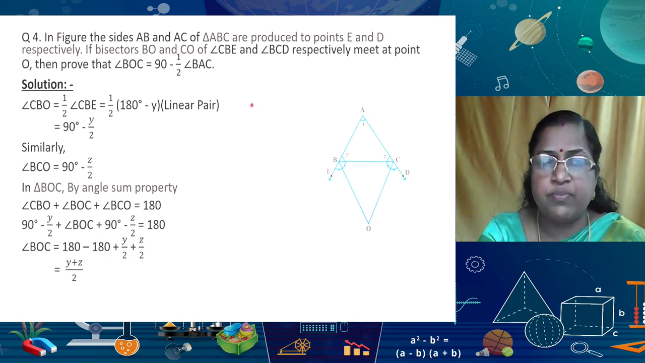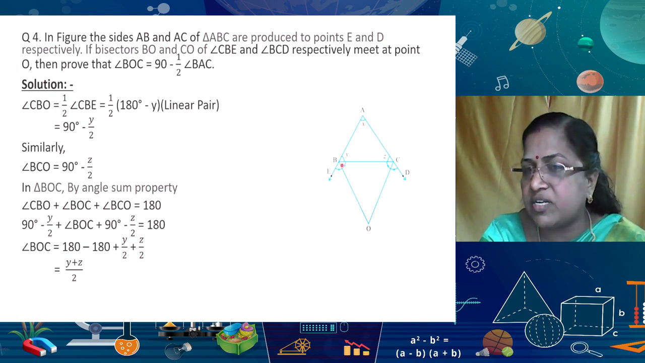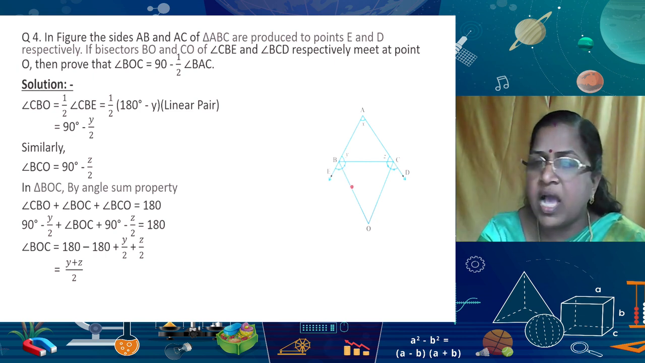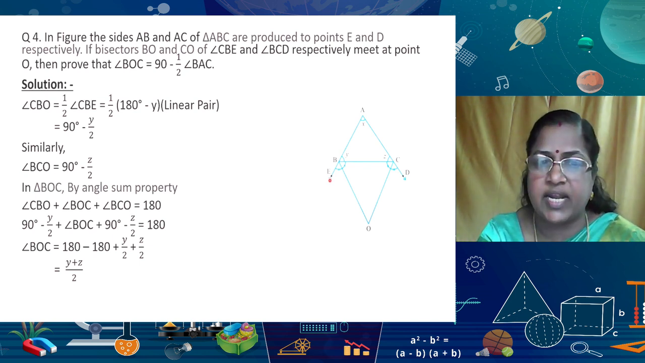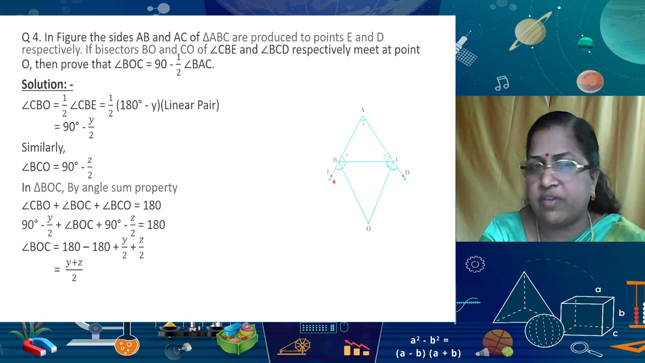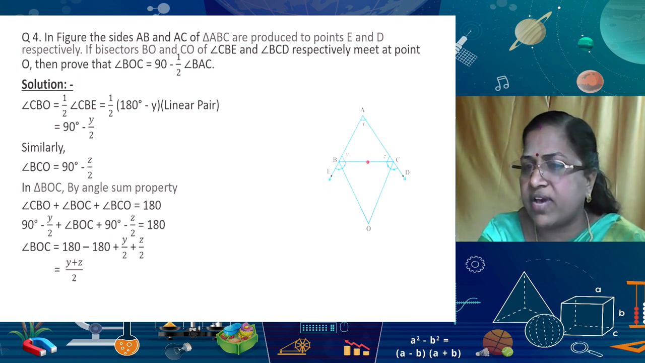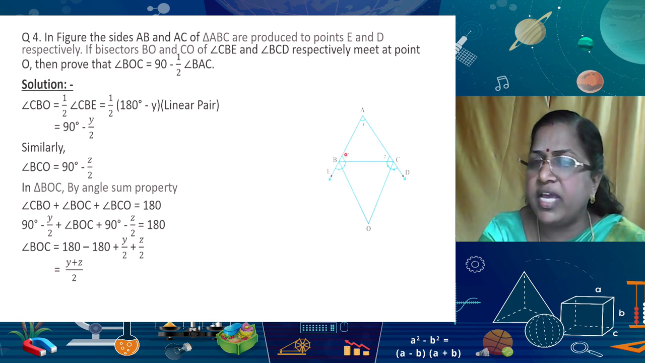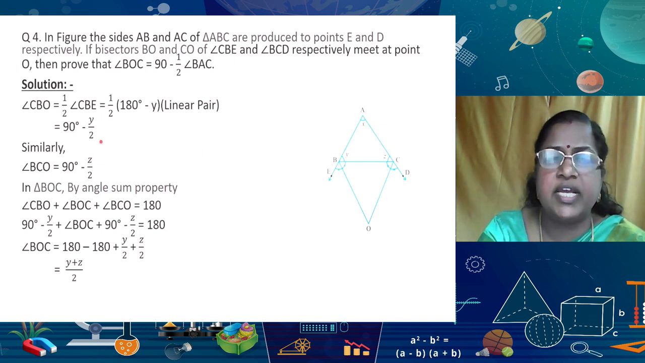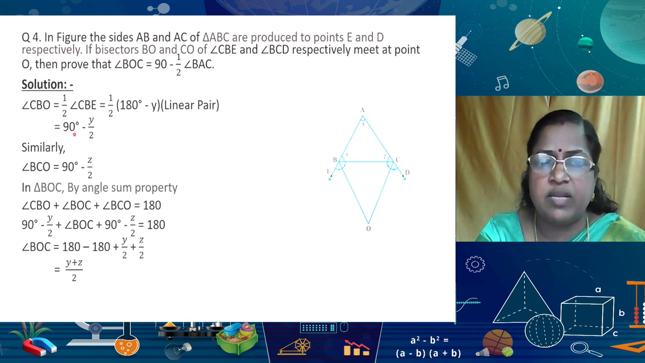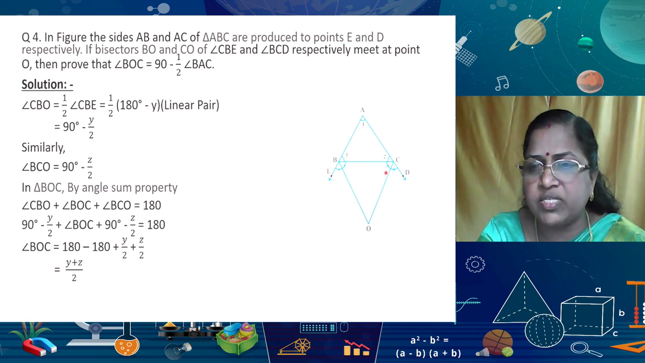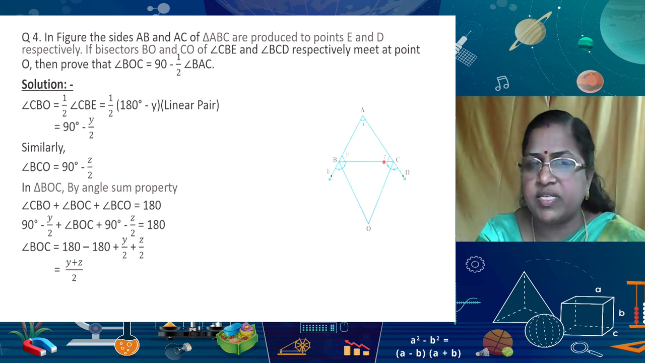After proving this relation, all of you have to remember the relation between angle BOC and angle BAC. Now, in this figure, angle CBO is equal to half of angle CBE. CBE is an exterior angle. How can we get CBE? It is 180 minus Y, by the linear property. AB is a straight line, so Y plus angle CBE is equal to 180 degrees. So angle CBE is equal to 180 minus Y, and taking half of it, CBO is equal to 90 minus Y by 2. Similarly, angle BCO is equal to 90 minus Z by 2.